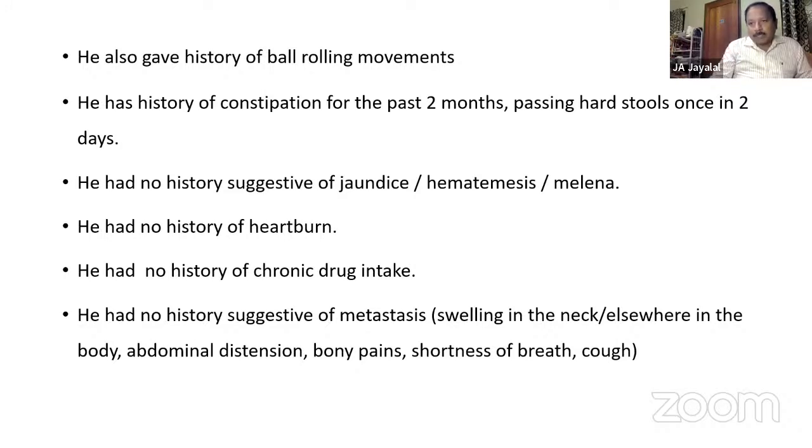Similarly, hematemesis and melena. There must be some order in which you talk about symptoms per se related to the disease. If you are expecting a malignancy, then what is a primary or a secondary cause? If you put it in order, it will be a little better. And suddenly you are bringing in the history of chronic drug intake. So there is no coherence in the case presentation.